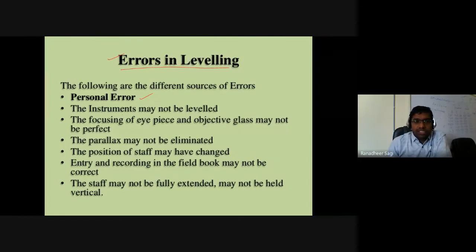Under personal errors, what are the different errors that we might come across? Personally, when we are carrying out leveling, what errors are we going to commit? One could be improper leveling of the instrument, improper focusing of the eyepiece and object glass, or parallax error. Or the position of the staff may have changed: instead of placing it exactly over the point where you wanted to determine the elevation, you might have placed your leveling staff at some other point. Entry and recording in the field book may not be correct.